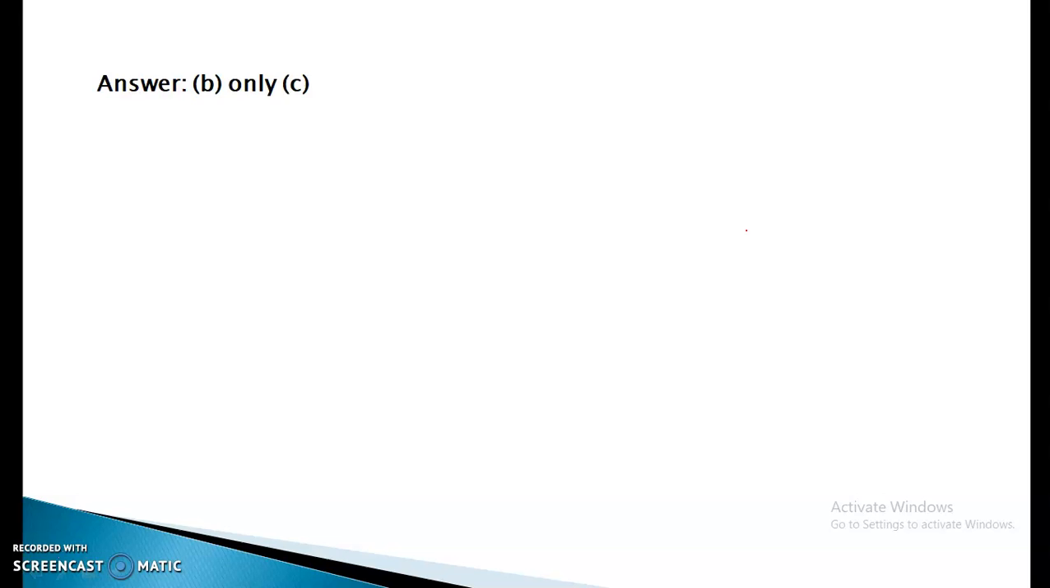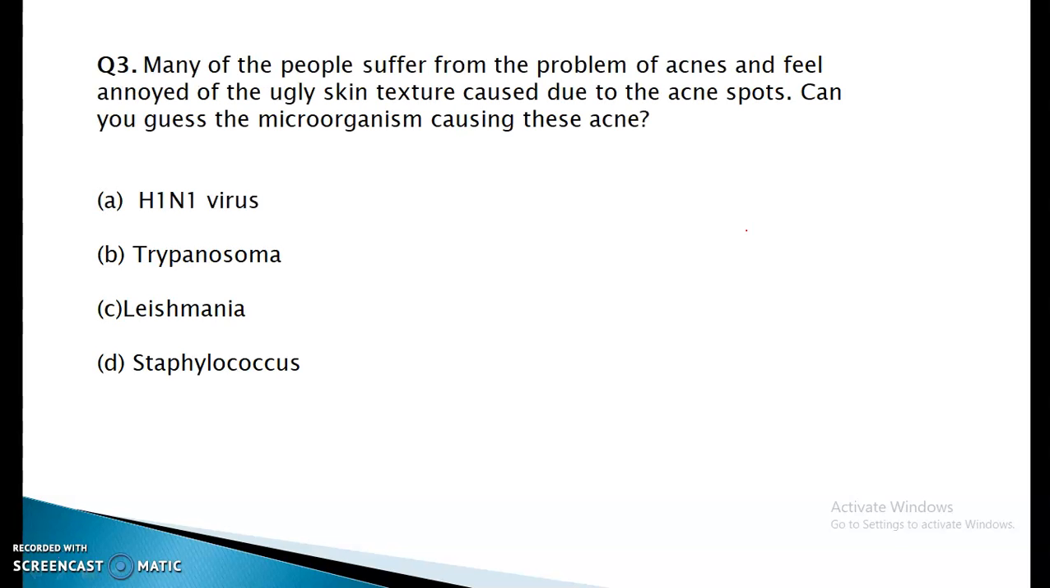Okay. Third question: many people suffer from the problem of acne and feel annoyed by the ugly skin texture caused by acne spots. Can you guess the microorganism causing acne? Your options are: A, H1N1 virus; B, trypanosoma; C, leishmania; and D, staphylococcus. So read the options carefully and mark the right answer.